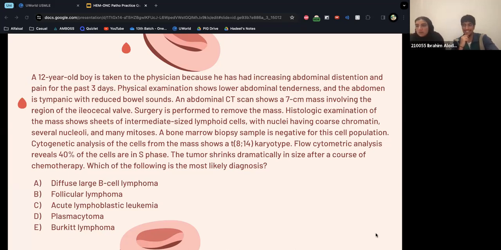So Rushdan said E, Arwa said E. Does anybody else have any other? Okay, Noor said E. Two more E's. We thought it would trick you if we put two Burkitt's questions back to back, but no.